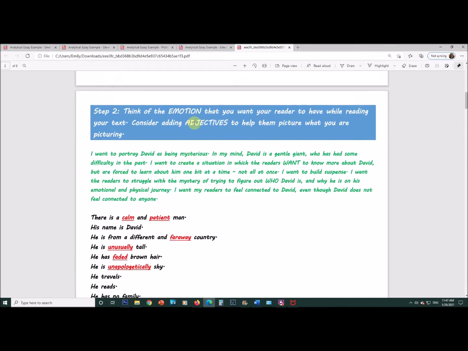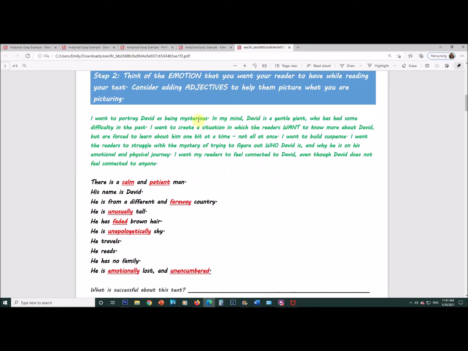So next, think of the emotion that you want your reader to have while reading your text. Consider adjectives to help them picture what you're reading. An adjective is a word that describes a noun. So words like pretty, nice, tall, pink, horrible. Words that describe the things that we're talking about. I'm not even coming up with crazier words. It's just more words.